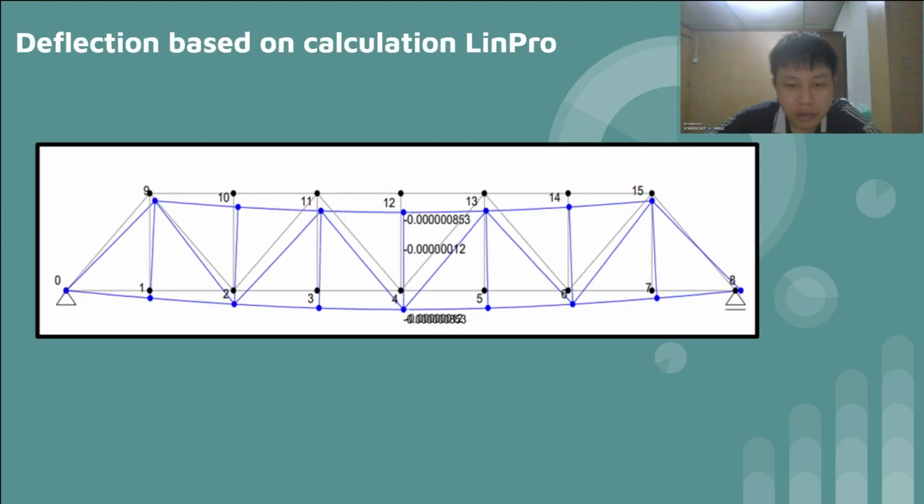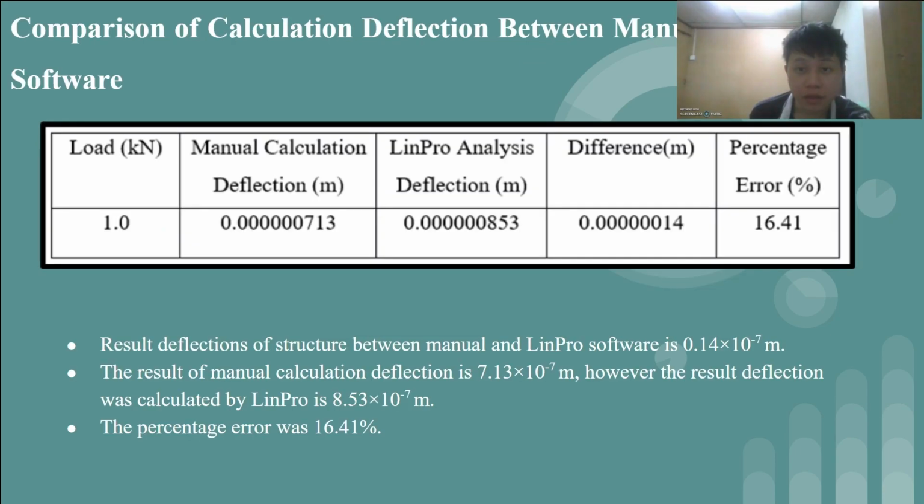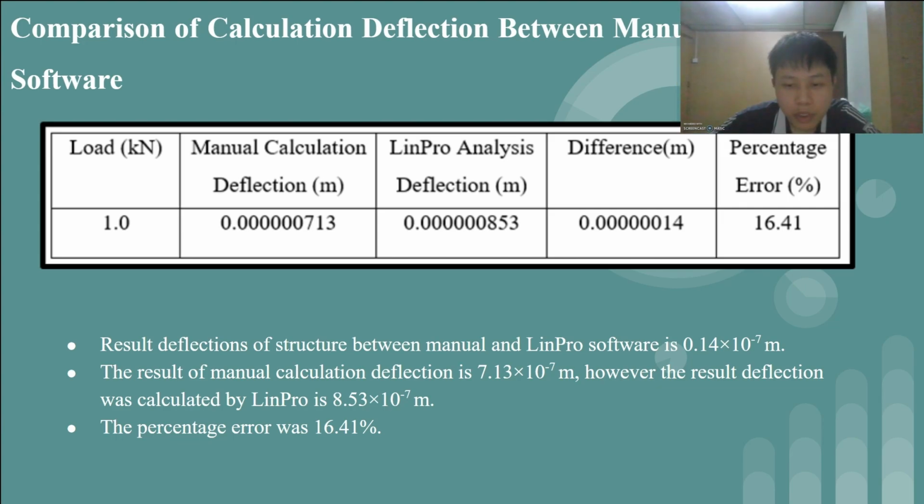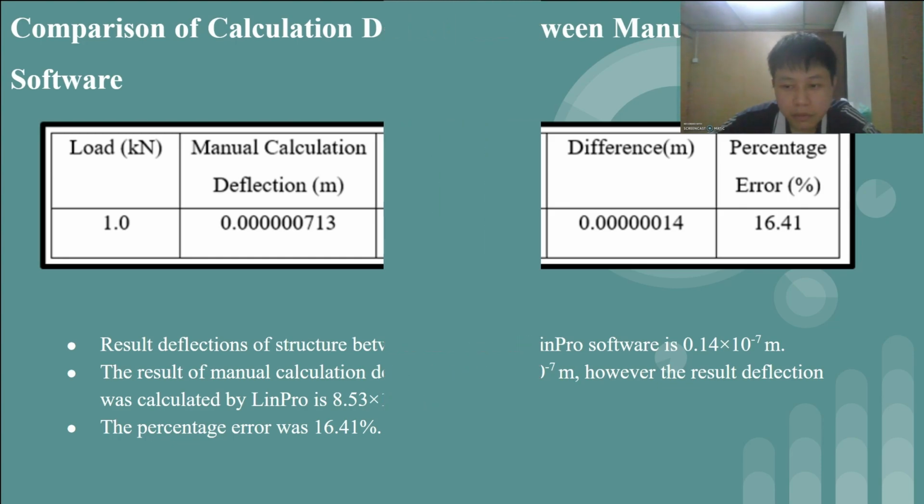Next, this is the deflection calculation by LinPro. This is the data comparing deflection calculations between manual and software LinPro. The manual calculation is 7.13 times 10 to the power of negative 7. However, LinPro's analysis result is 8.53 times 10 to the power of negative 7 meter. The difference in deflection between manual and LinPro software is 1.4 times 10 to the power of negative 7 meter. The percentage error was 16.41%.